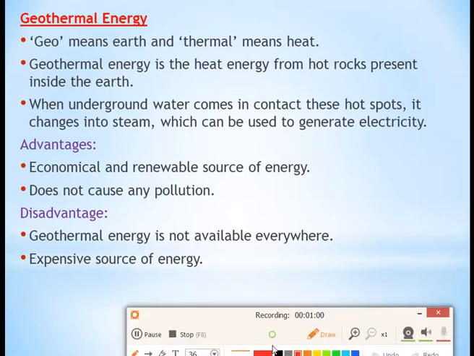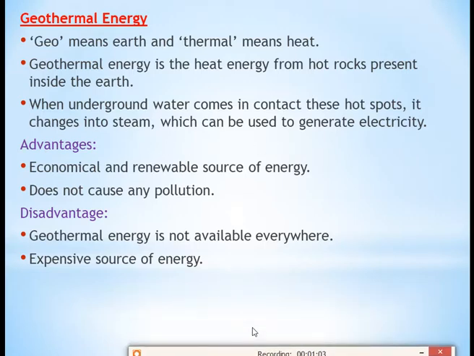In this, the first point: what is the meaning of geo? As you all know, the meaning of geo is earth and thermal means heat. So the energy which we get from the heat of the earth is called geothermal energy. Geothermal energy is the heat energy from hot rocks present inside the earth. You know that inside the earth, rocks are there, lavas are there, crust, mantle, core. These are the three parts of the earth. Inside that, a very hot temperature is there. So the energy which we get from the hot rocks of the earth is called geothermal energy.